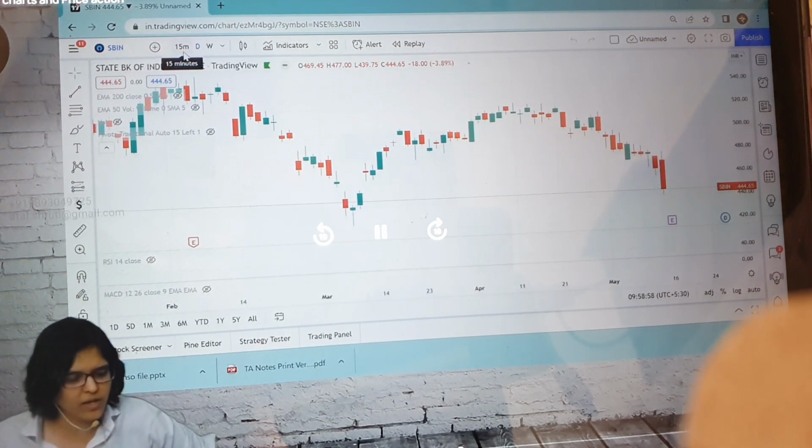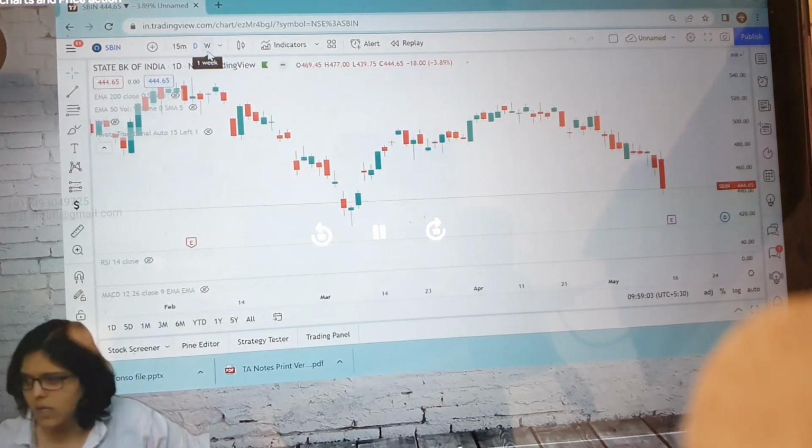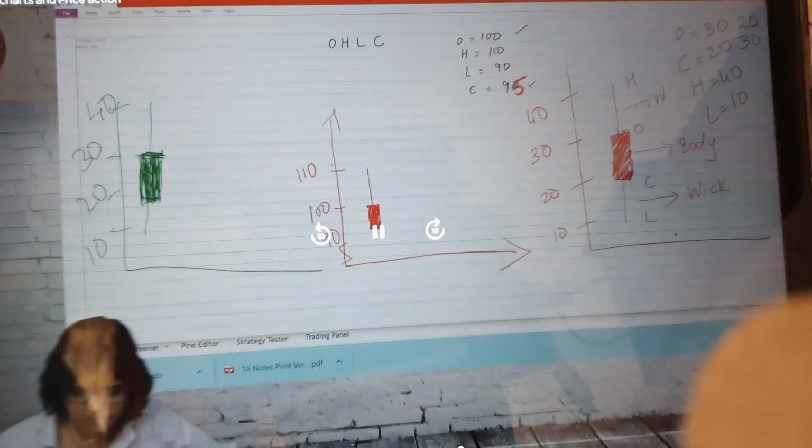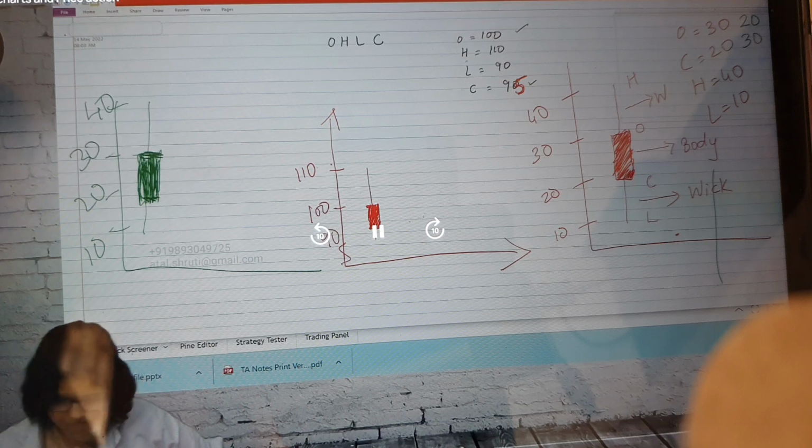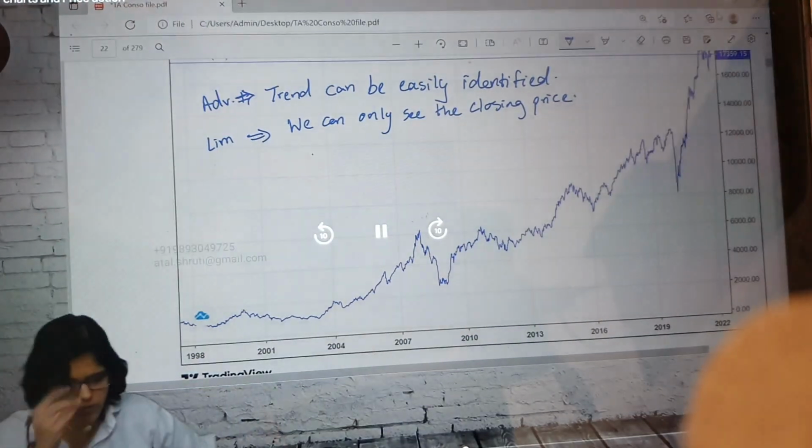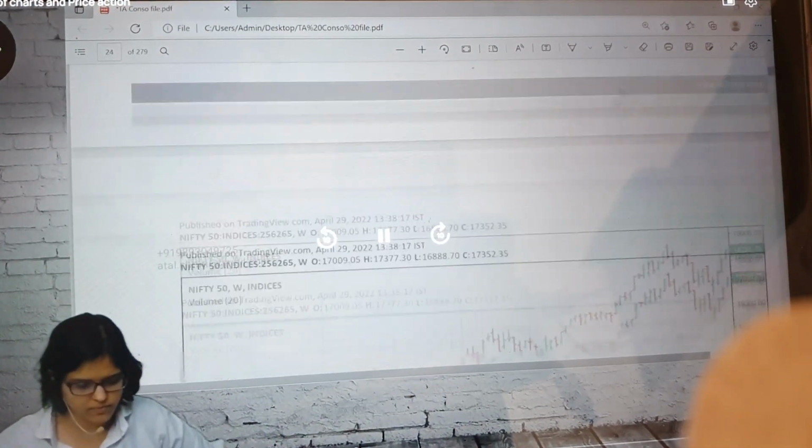Okay, 15 minutes. What is this now? It is the time span in which this candle was prepared. So for example, okay, I'm not able to get back there, so it's okay. I'll just quickly tell you.